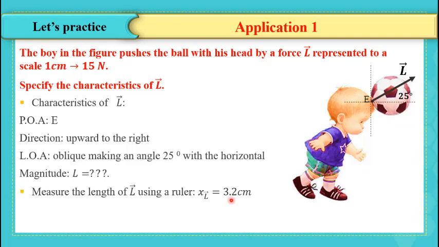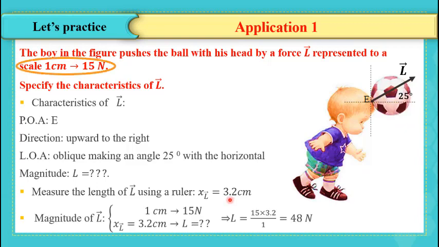Here we need to use the given scale, which is each 1 centimeter corresponds to 15 Newton. Place the length of the vector expressed in centimeter under 1 centimeter, and you need to know 3.2 centimeter corresponds to how many newtons, which is the magnitude of the force vector L vector. Here you need to apply the cross multiplication rule such that L, which is the magnitude of the force vector L vector, is equal to 15 multiplied by 3.2 and divided by 1, which gives us 48. And don't forget to write the unit of the force, which is in Newton.